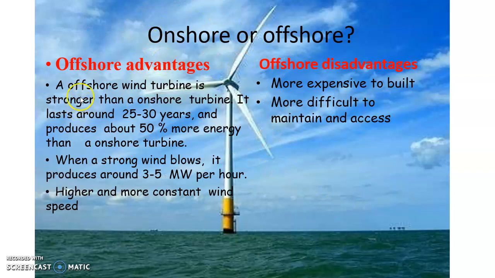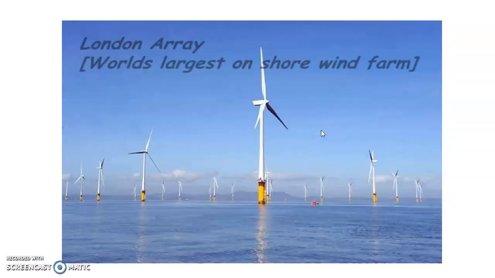Onshore or offshore? Offshore advantage. Offshore wind turbine is stronger than onshore turbine. It lasts around 25 to 30 years and produces about 50% more energy than onshore turbine. And when a strong wind blows, it produces around 3 to 5 megawatt per hour, higher and more constant wind speed, whereas offshore disadvantages are more expensive to build and more difficult to maintain and access. And this is London Array, world's largest offshore wind farm.